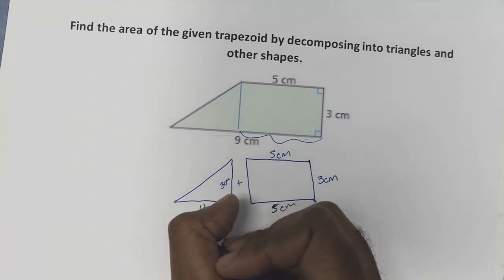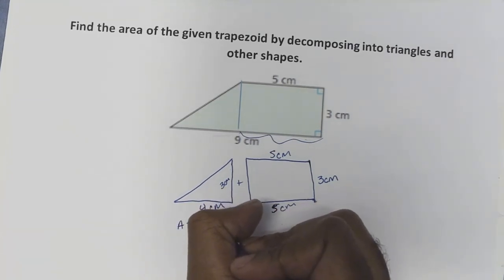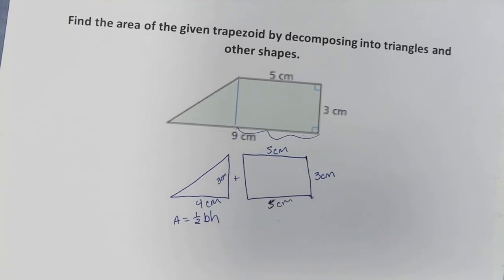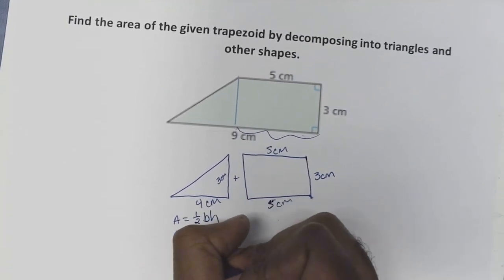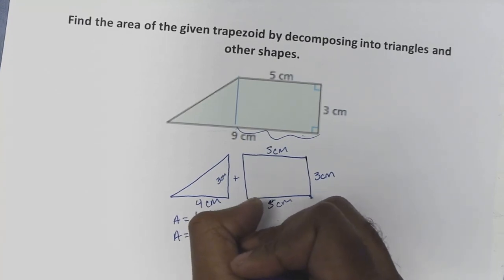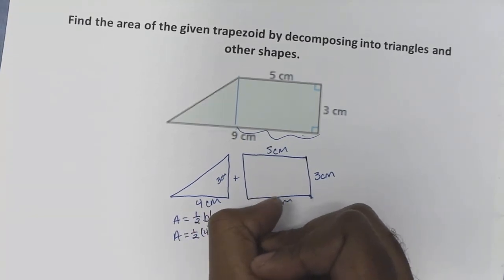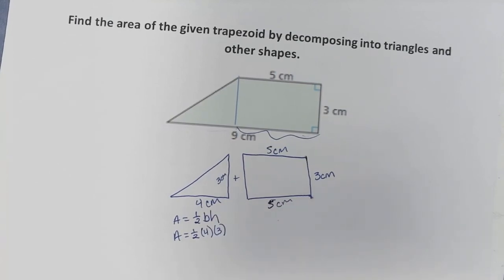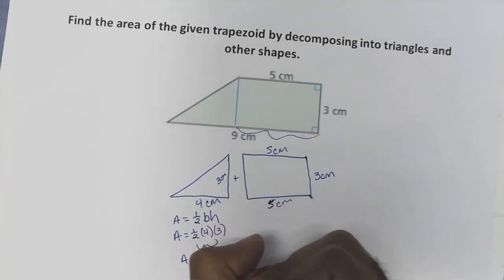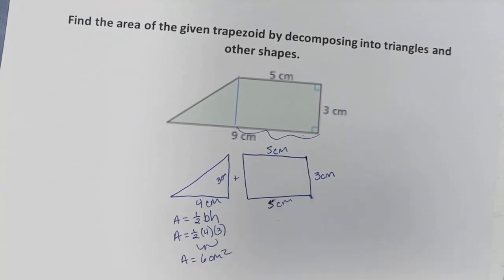Correct, the area of a triangle is 1/2 times the base times the height. So let's start substituting. What's my base? 4. What's my height? 3. So now I can multiply. 1/2 times 4, which is going to give me 2. 2 times 3 is going to give me 6. So the area of this triangle is 6 centimeters squared.